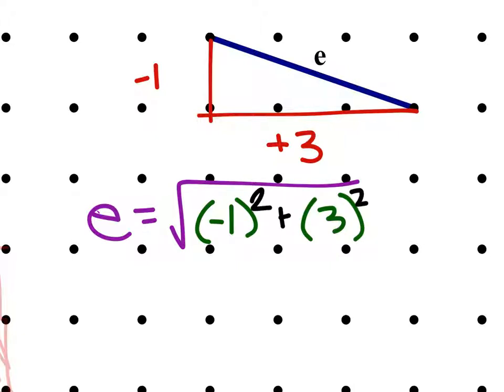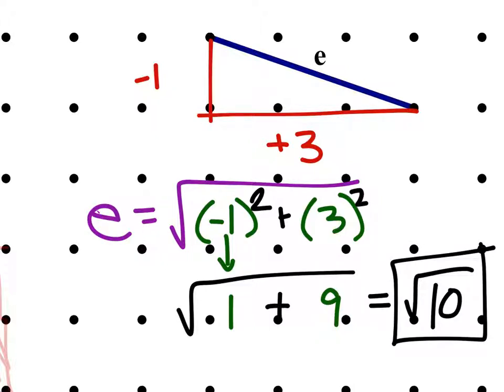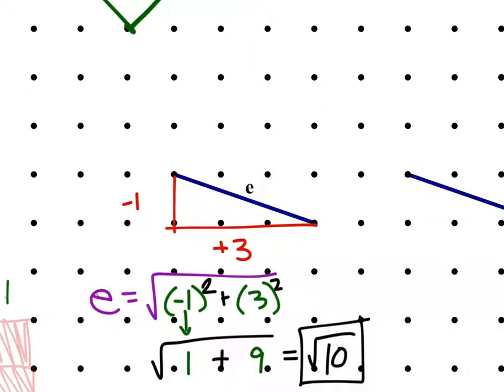Now notice I've got -1 in parentheses. That's because when I square that, it's going to make that a positive. And then 3 squared is a positive 9. So I get the square root of 1 plus 9, which is the square root of 10. All right, I'm just going to show you this one more way, and then we'll move on to the next one and be done with this page.